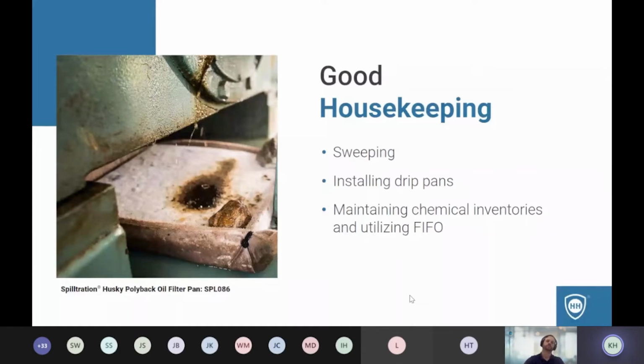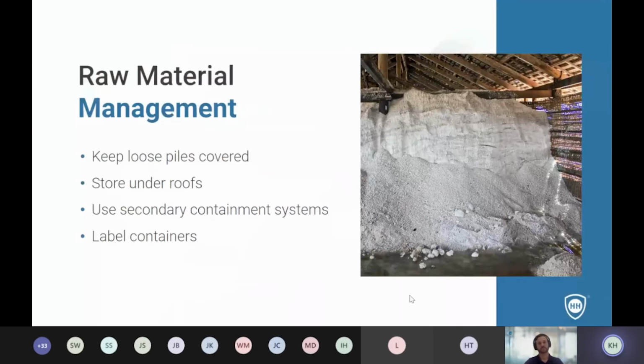FIFO, if you're not familiar with that, stands for first in, first out. So looking at using your chemicals in the order that they have arrived and making sure that you don't exceed those expiration dates. So you don't end up using the new drum of oil and the old drum of oil has been sitting there for 3 years and has now expired. Next is making sure that you've got a plan, a schedule, an inspection schedule, a storage schedule, a rotation schedule for those raw materials. Making sure that these things are in check.